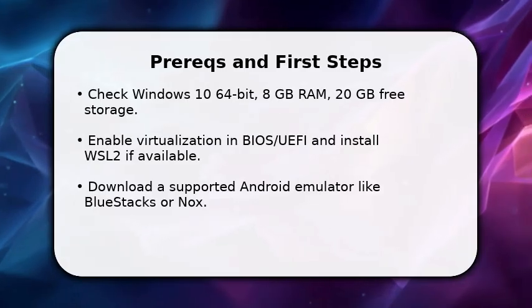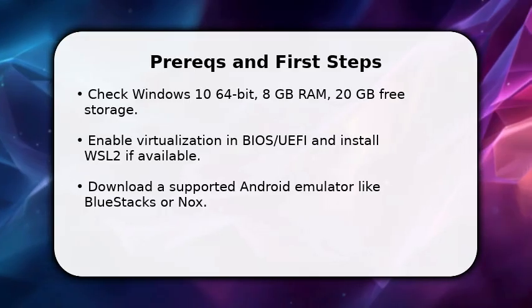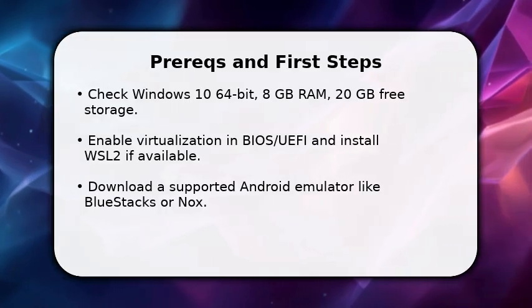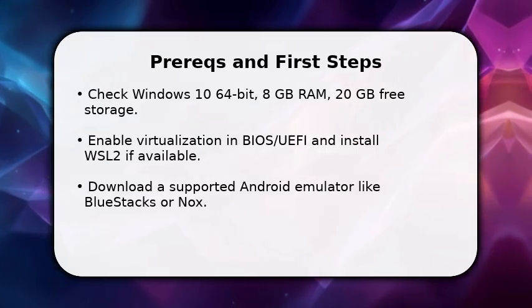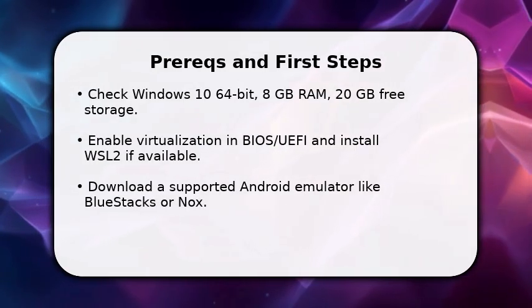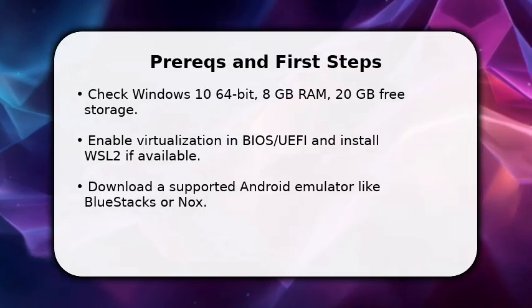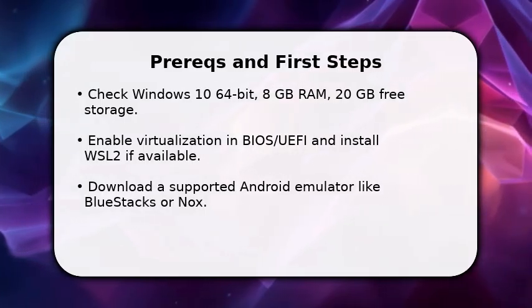You start by confirming your system meets the basics: 64-bit Windows 10, roughly 8 GB RAM and 20 GB free. Once done, enable virtualization in BIOS because emulators and subsystem performance rely on it.